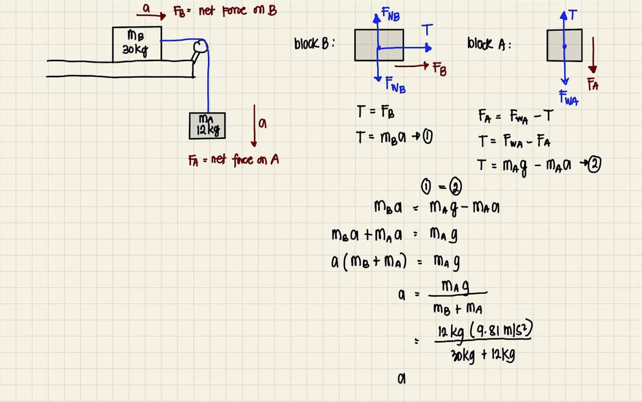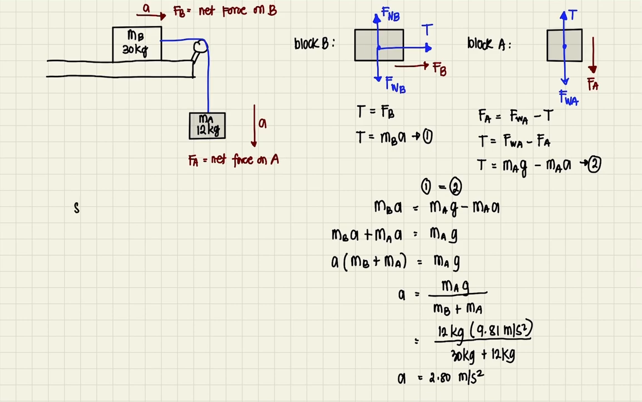So could you please solve using your calculators? What is the acceleration of both blocks? Are you solving? So the acceleration of both blocks is 2.80 meters per second squared. But this is not what we are looking for in the problem. We are looking for the tension.